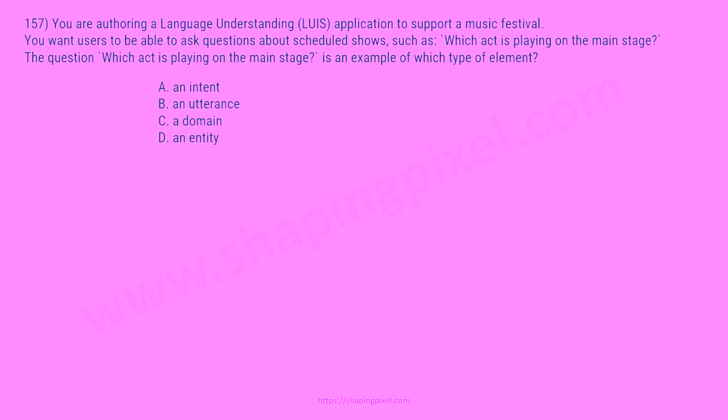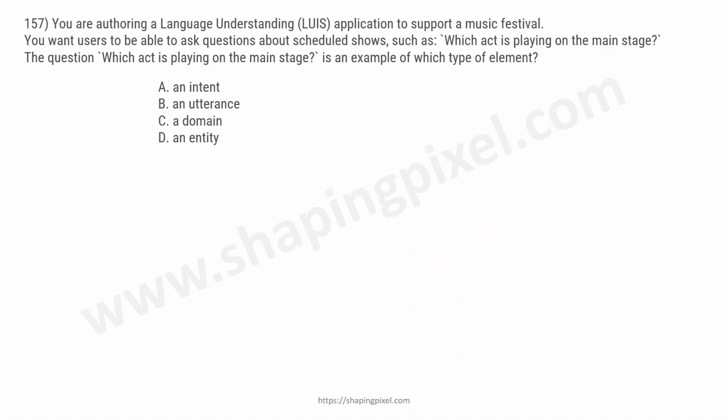Question number 157. You are authoring a language understanding application to support a music festival. You want users to be able to ask questions about scheduled shows, such as which act is playing on the main stage. The question, which act is playing on the main stage, is an example of which type of element? The options are an intent, an utterance, a domain, an entity. So the right answer here is option B, an utterance.